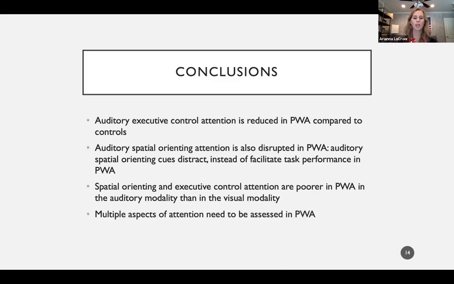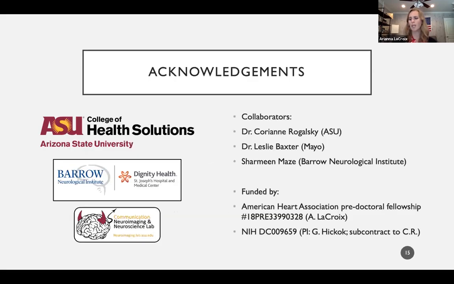And pulling this all together, what does this mean for people with aphasia moving forward? Well, we really need to be thinking about assessing multiple aspects of attention beyond just executive control, and also consider the auditory modality, because it may be auditory attention that is related more strongly to their auditory comprehension deficits. And so I'd like to thank my collaborators and funding sources, and I'm happy to take some questions.